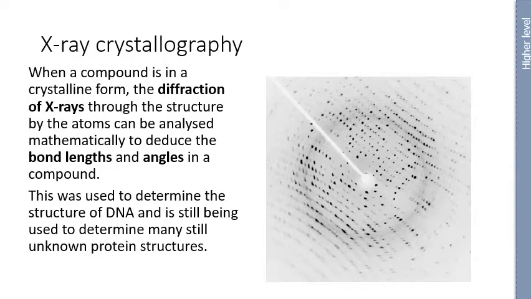So finally, let's look at X-ray crystallography. So X-ray crystallography essentially is a structural technique that can be used to identify the bond lengths and bond angles of crystalline compounds. And here we have the structure of DNA, which was discovered by Rosalind Franklin in 1953.